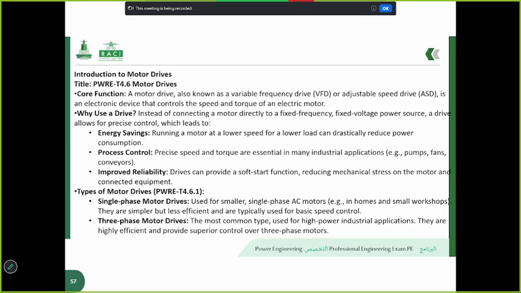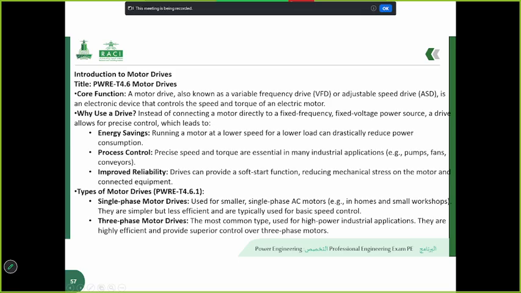Another key advantage is improved reliability. A soft start function, a standard feature of most drives, gradually ramps up the motor speed, which reduces the mechanical stress on both the motor and the connected machinery, thus extending its lifespan.